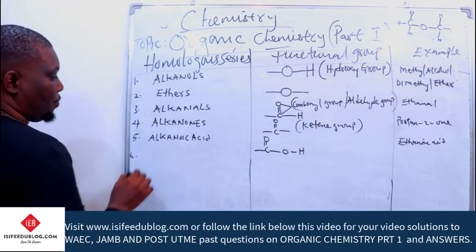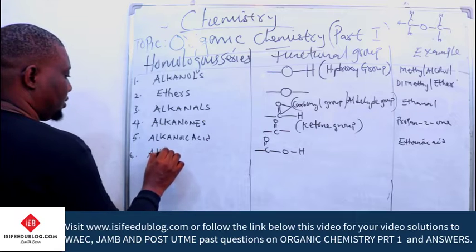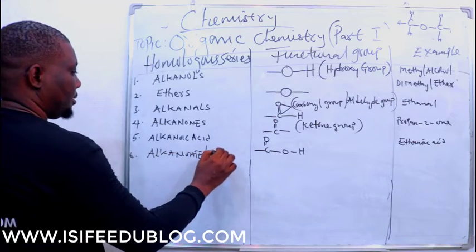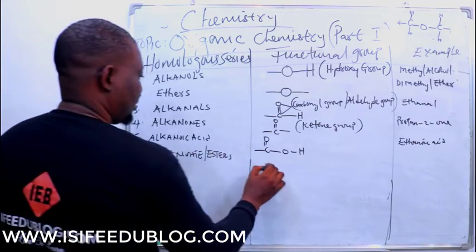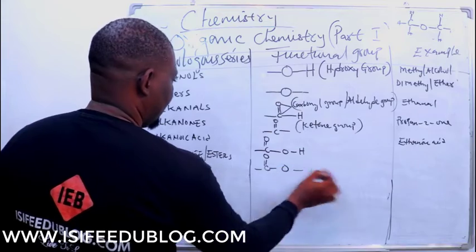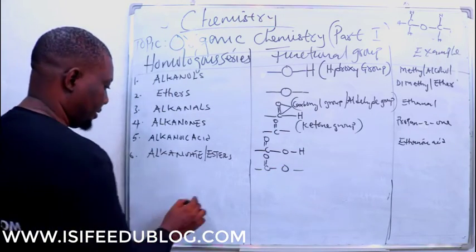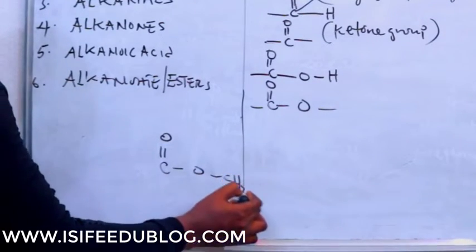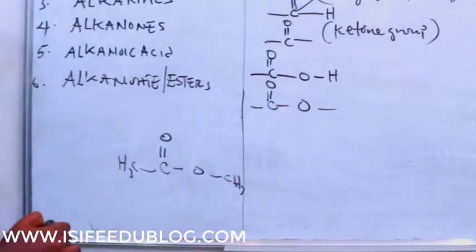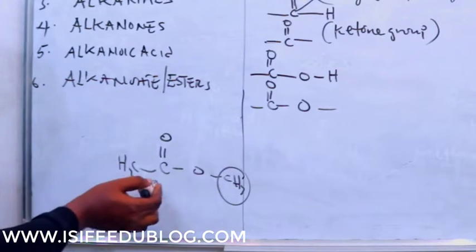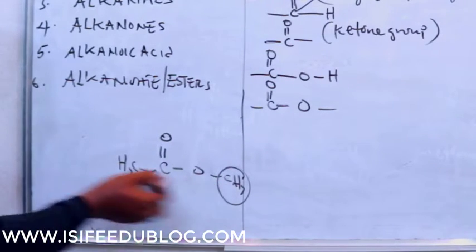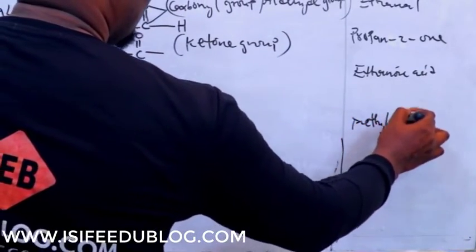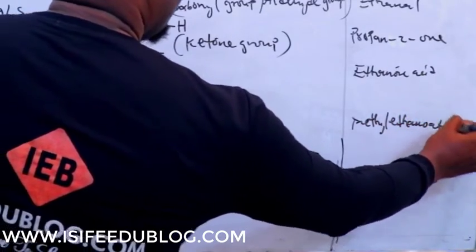Number 6, we have alkanoates, or esters. The big deal is that's esters. So 2 open chains are there: COOR. Let's see, R is CH3 here. So one name is given to this: methyl ethanoate. So the name here is methyl ethanoate.